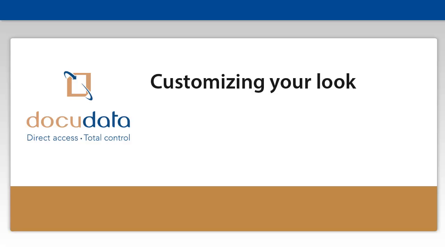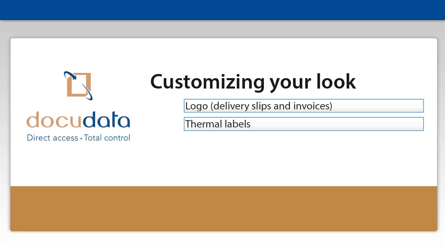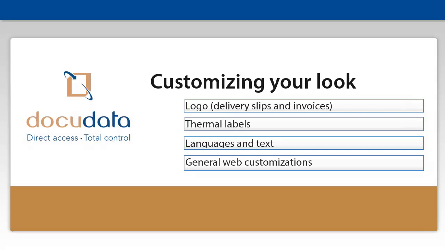In this tutorial, we will take a look at how you can customize the look of your record center. We will change the logo that is used on delivery slips and invoices, modify your thermal labels by adding the same logo to that as well, see how you can modify languages and text in use at the record center, and apply record center-wide web customizations.